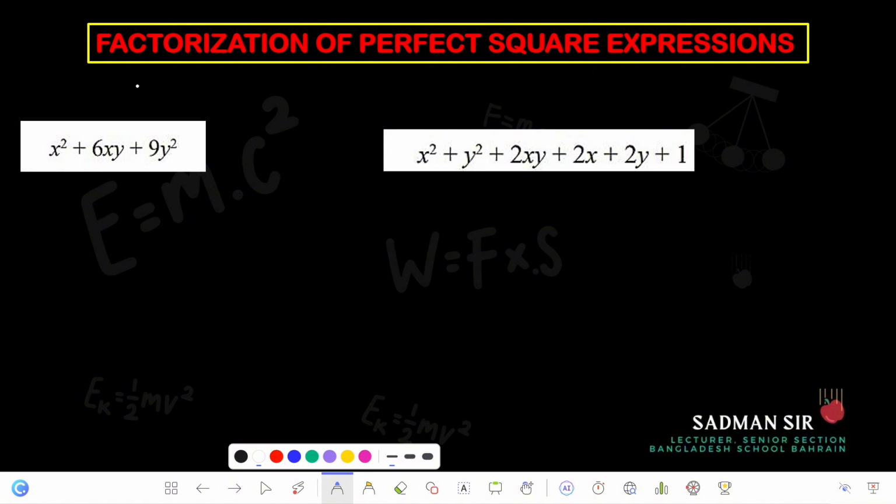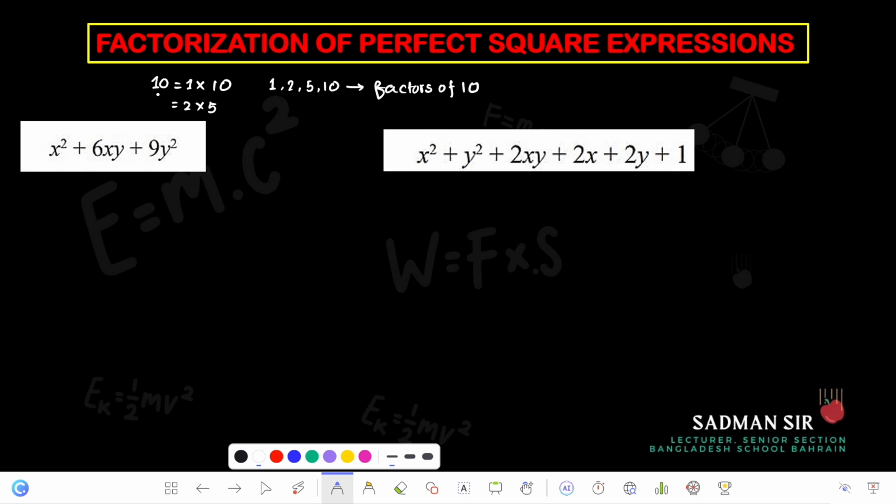Let us say we have a number 10. We know that 10 can be written as 1 into 10, and then again we can write 2 into 5. So here the numbers 1, 2, 5, 10 are called factors of 10. So what numbers can be considered as factors?